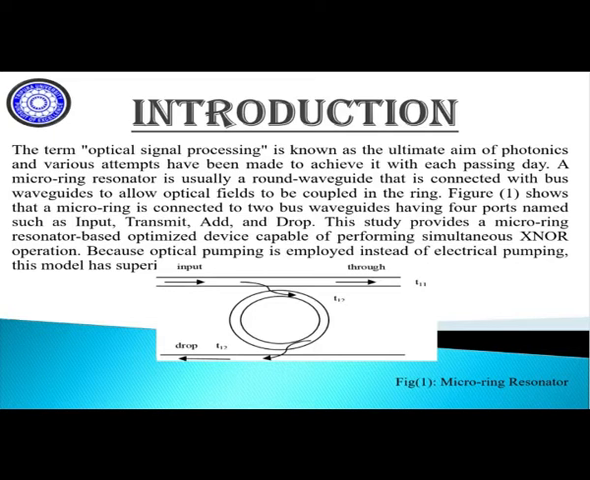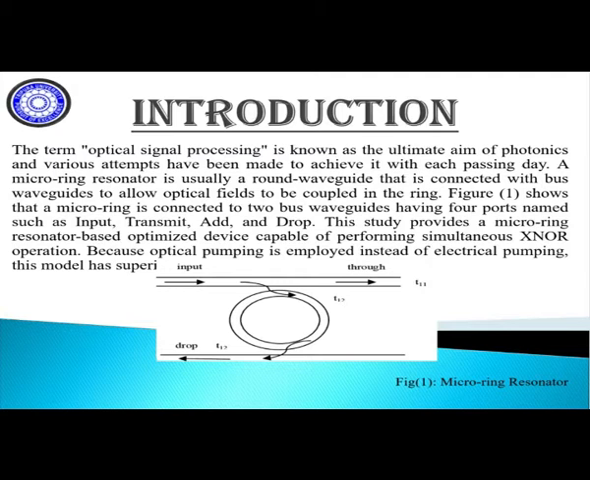The XNOR plays an important role in encoding and decoding techniques, and it can be utilized in parity checking, level processing, pseudo-random number generator, and so on. A microring resonator is usually a round waveguide that is connected with bus waveguides to allow optical fields to be coupled in the ring.